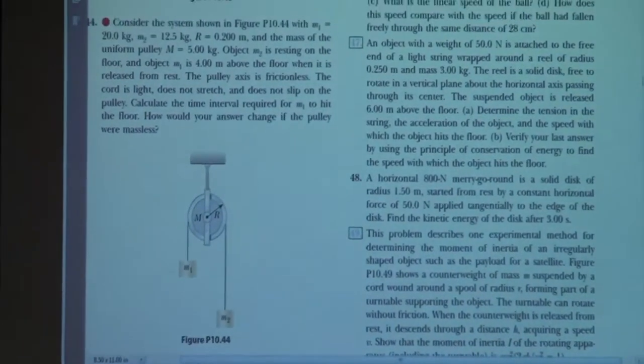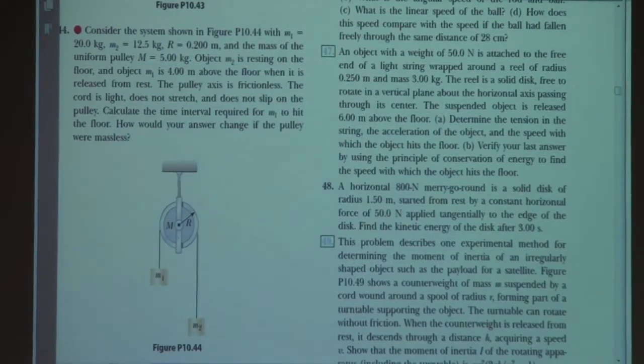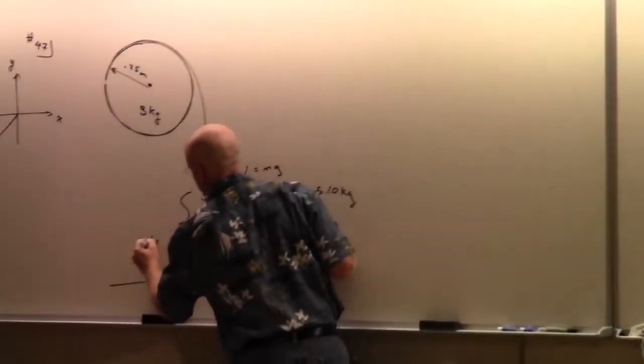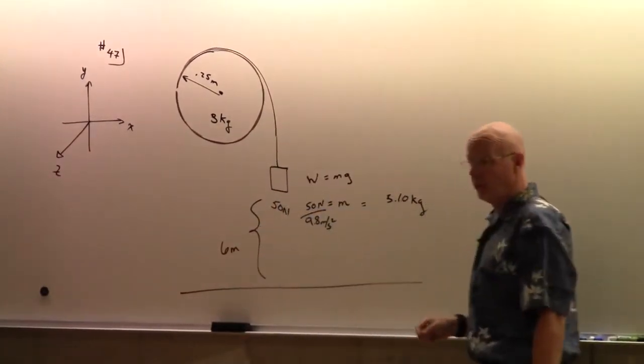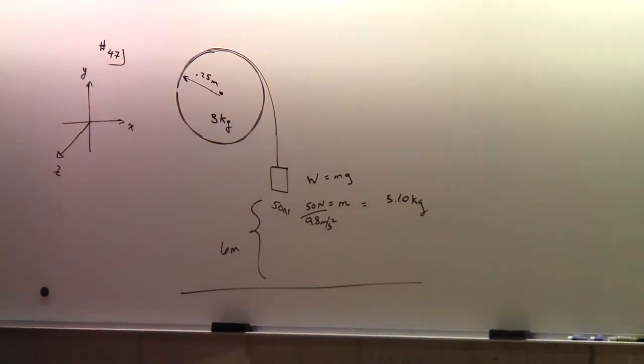An object of weight 50 newtons attached to the free end of a light string wrapped around a reel of radius 0.25 and of mass 3 kilograms. The reel is a solid disc, free to rotate in a vertical plane about a horizontal axis passing through the center. The suspended object is released 6 meters above the floor. So this whole thing is done in a very tall room, with 6 meters up there for our weight. Okay. Now the question begins.